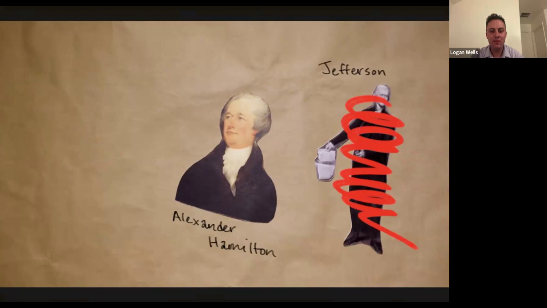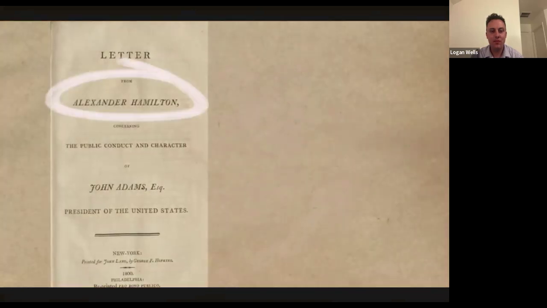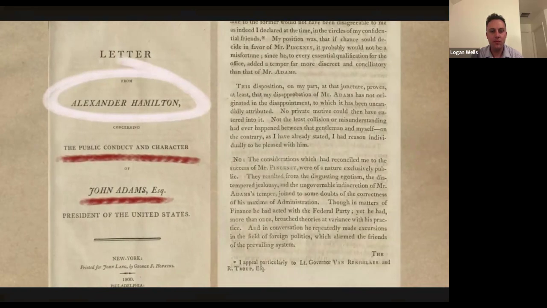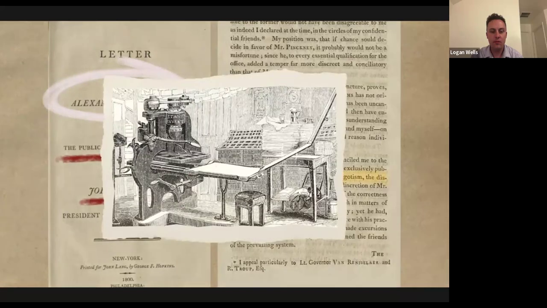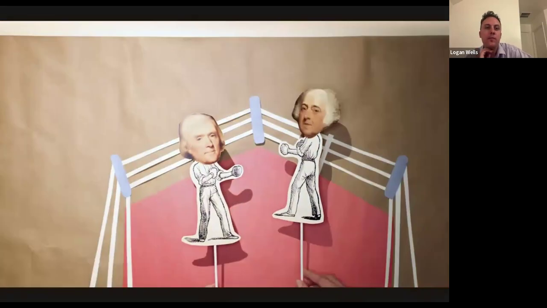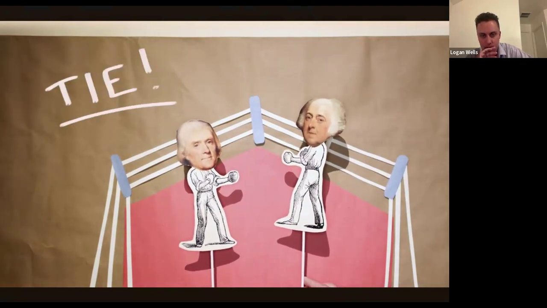Alexander Hamilton, a proud Federalist, similarly hated Jefferson and his politics. But he also despised Adams, his own party's candidate. In a blistering pamphlet meant to be seen just by other Federalists, Hamilton condemned the president's disgusting egotism and distempered jealousy. But it was leaked to the press and published in the newspapers. And what happened next? The election resulted in a tie.